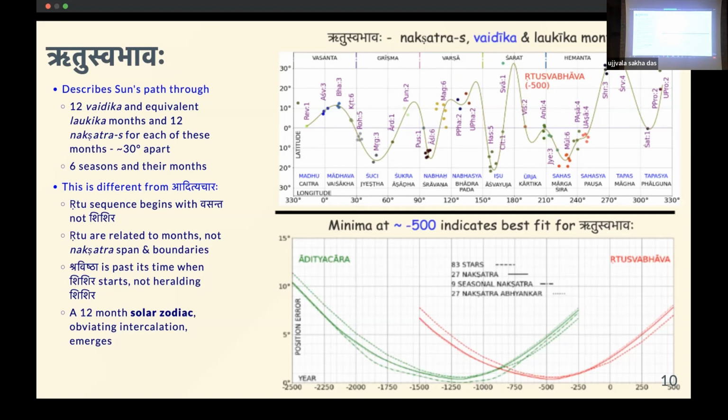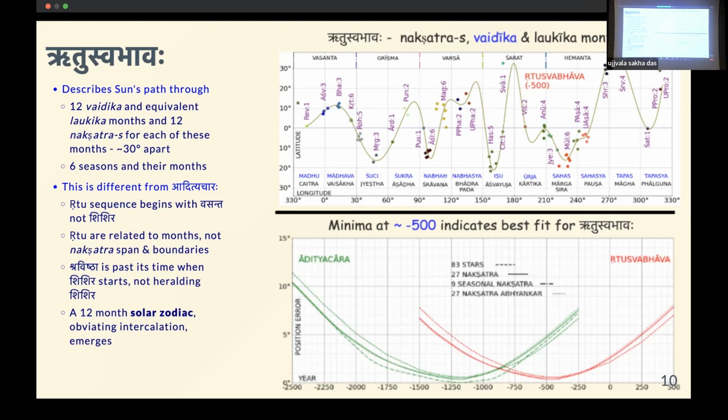So this leads us to think that this Vṛddha-Gārgīya Jyotiṣa is a compilation of knowledge as we go along, with a refined model as time progresses. And in Ṛtusvabhāva, of course, the Ritu sequence begins with Vasanta, not Shishira. That is in the way they describe. So there seems to be some movement for the start of the year pointing to Vasanta from Shishira. And the Ritus, as I said, are related to months, not the nakṣatra span and boundaries. So this looks like a slightly more refined way of small-grain time description.